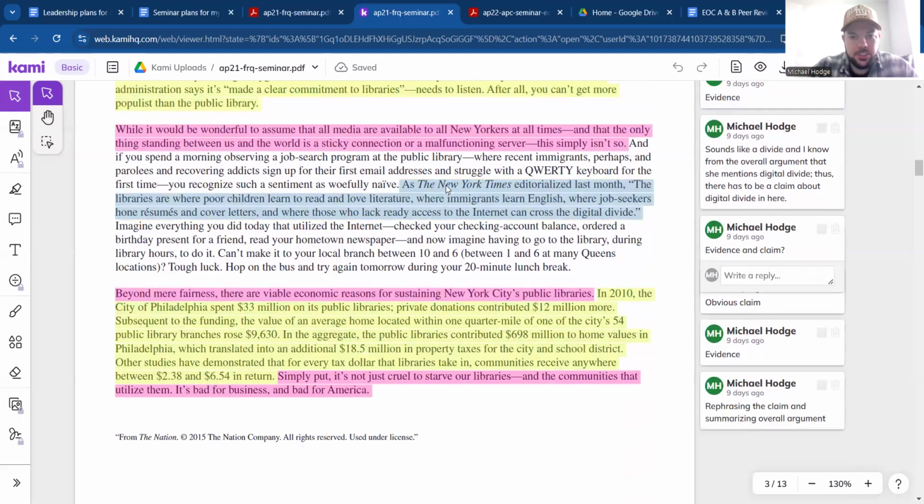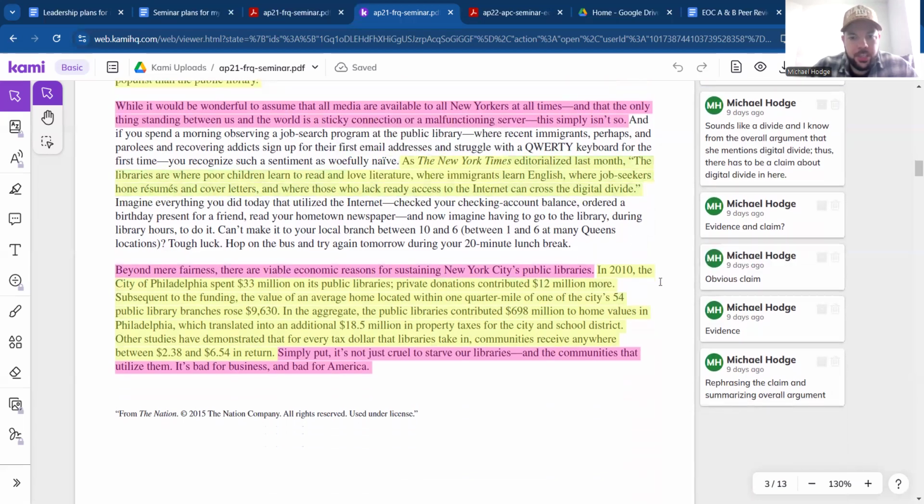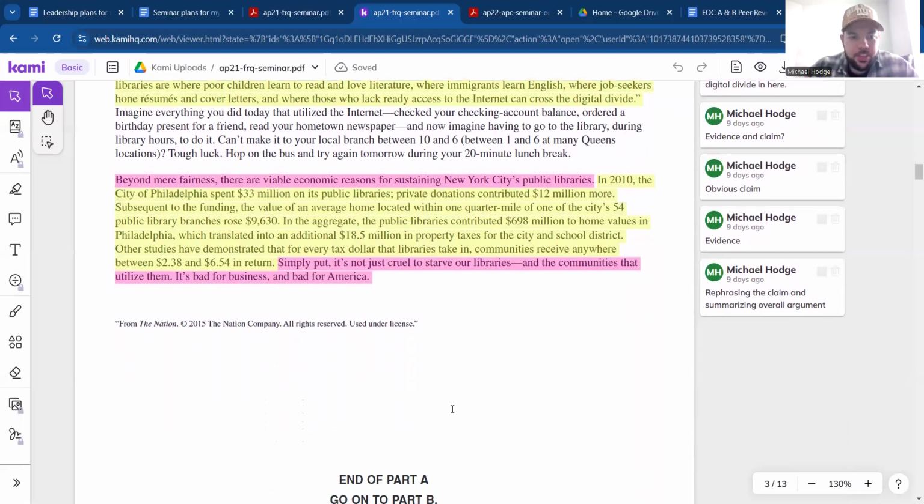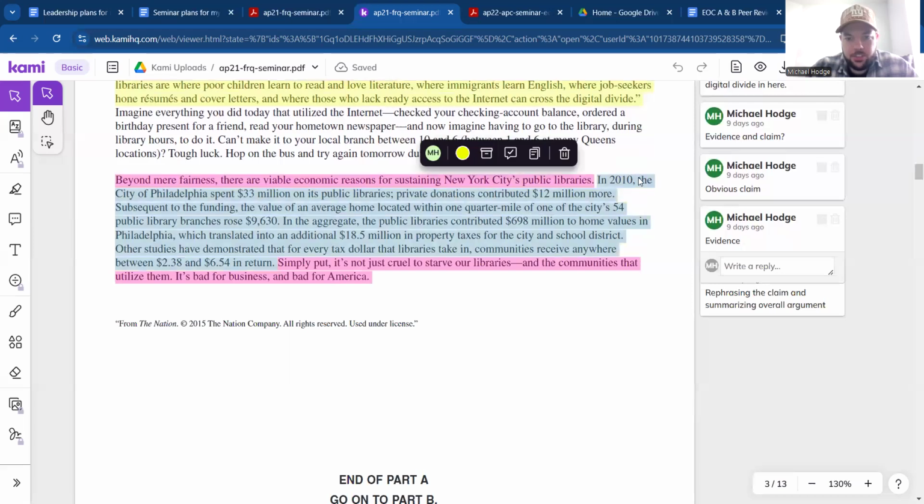Immediately, as soon as I look at this, I see New York Times, right? Because it's italicized. This is definitely evidence, right? And then there's quotation marks as well. I'm moving on, right? And then I didn't even highlight this part, right? But "can't make it to your local branch, 10 and 6 between, blah, blah, blah." Oh, wait, no, it seems like an opinion. Not going to highlight it as evidence. Sometimes you see a number, you give it a quick look over, and you're like, oh, no, not evidence, right? Anyways, moving on.